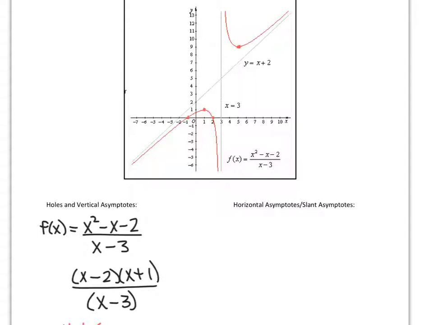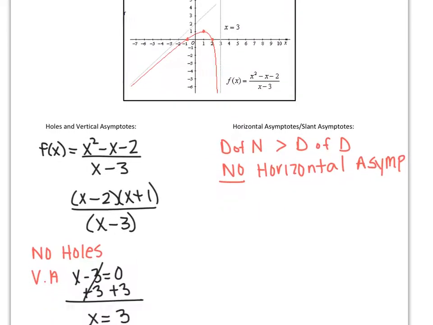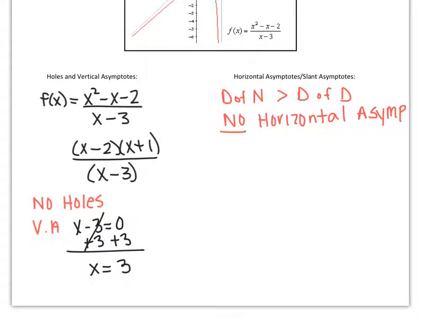Now let's look at the degree of the numerator and the degree of the denominator. Since the degree of the numerator is greater than the degree of the denominator, there is no horizontal asymptote. Okay, so when there is no horizontal asymptote, there actually is a slant asymptote. And the only way to find that slant asymptote is to do some long division.